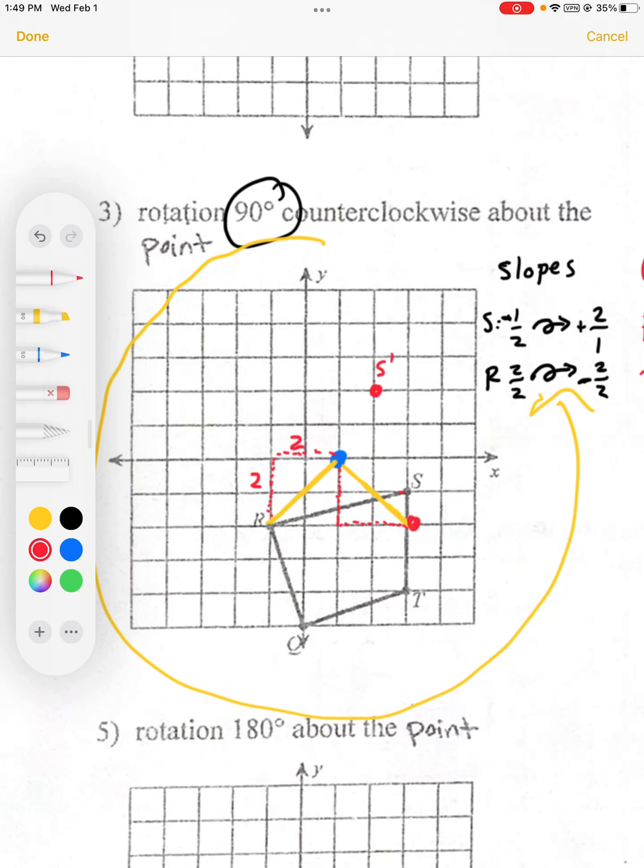By the way, if this actually said 270 degrees, instead of going down this way, we would be going the other direction. But since it's 90 degrees, the process is the same. We've made our point R prime, so let's go ahead and do our next one. Erase out the extra marks.